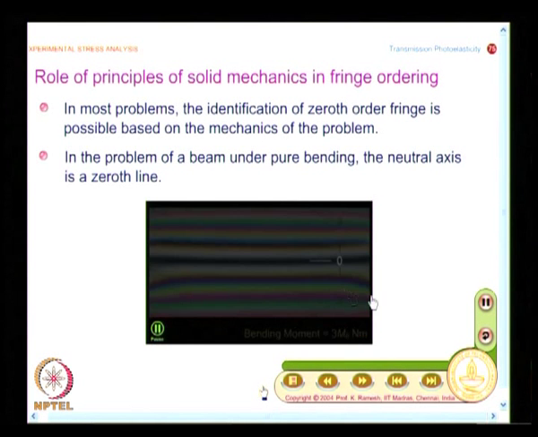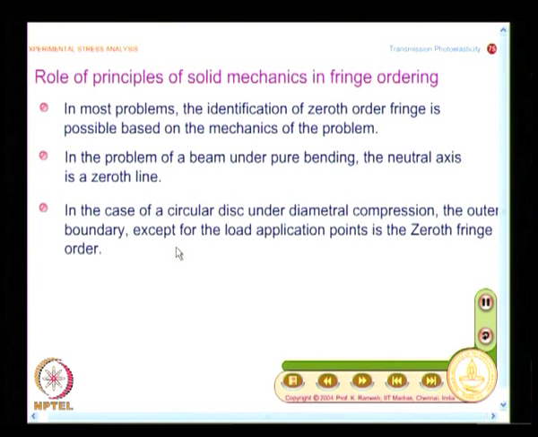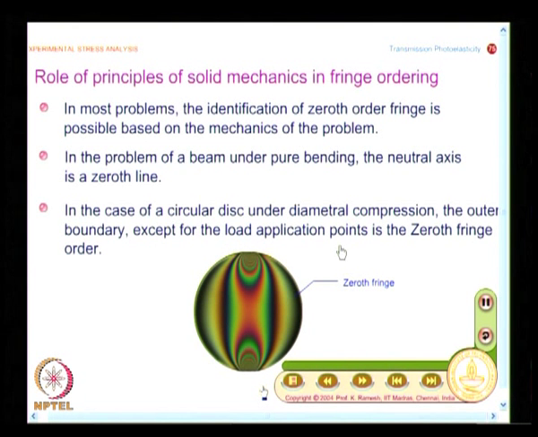And what have we seen in the other case? We also looked at circular disc under diametrical compression. It is again a special case, except the load application points, you have the outer boundary as zeroth fringe order. That is again a special case. Do not confuse the special case with a general rule. So, these turned out to be very simple problems for fringe ordering, very simple. Beam under bending and circular disc are the simplest problems you can think of, where I have multiple fringes and I can also label them one after another comfortably.